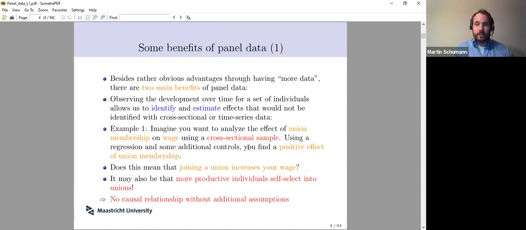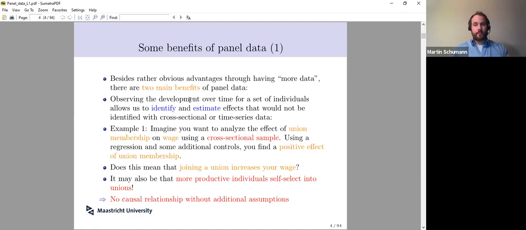However, that's not really the main benefit that we are interested in. So the first main benefit is that we have a set of individuals that we record over many time periods, and this gives us an opportunity to actually observe dynamics over time. With that, we can identify and estimate effects that we would not be able to estimate without additional assumptions, simply using a cross-section, right?